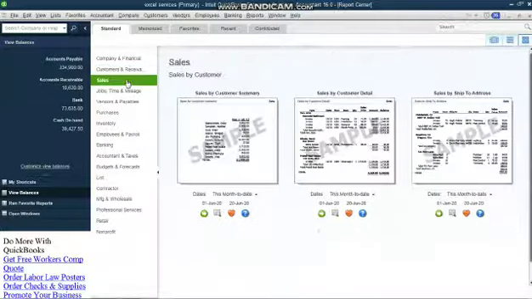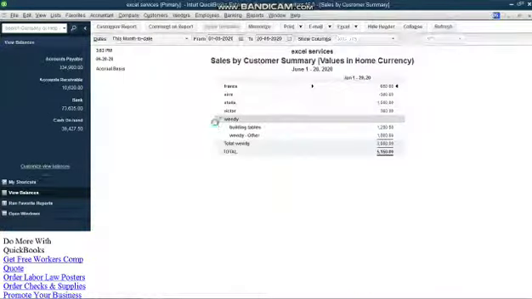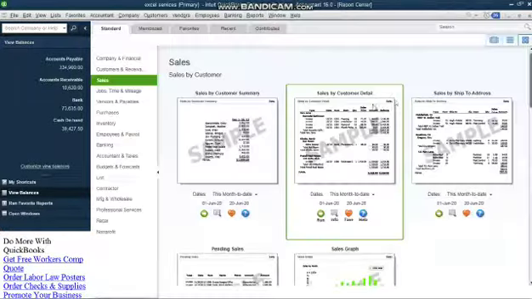Then you go to the sales bar, you can see sales by customer. So it tells you which particular customer you sold the most items to and the total value. The sales by customer summary. You have the sales by customer detail. This is a more detailed explanation of the sales by customer.